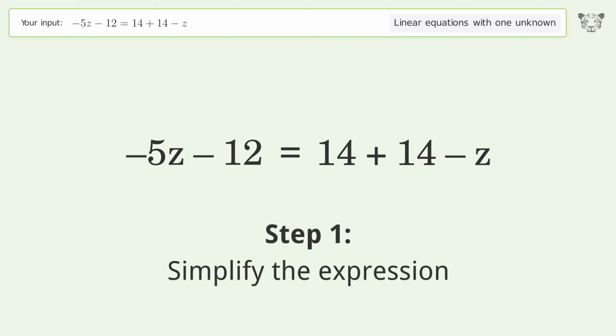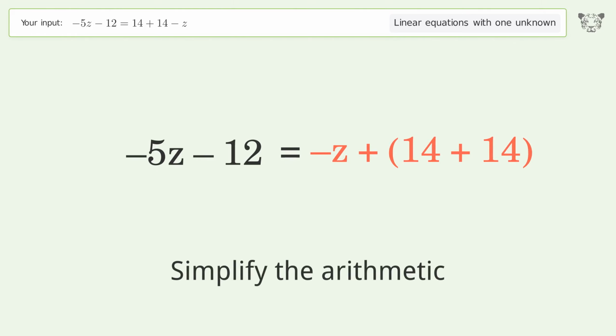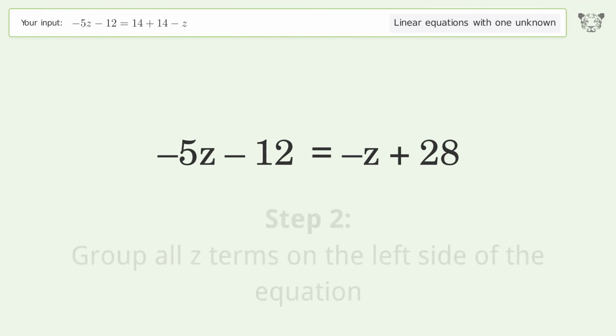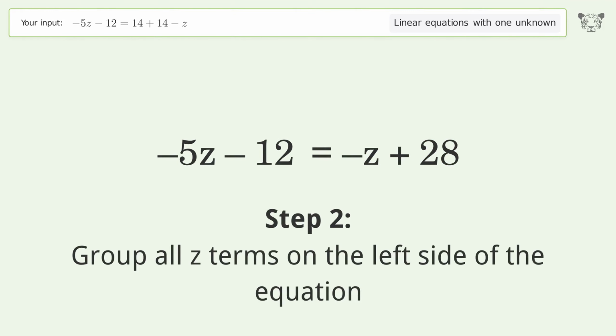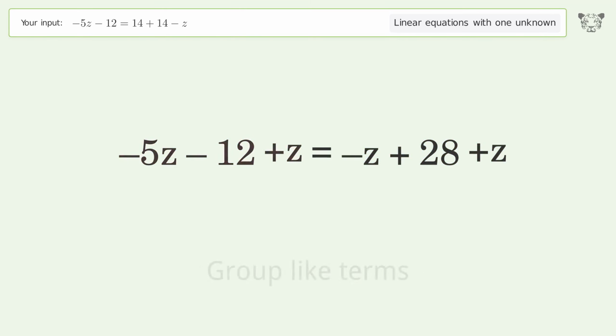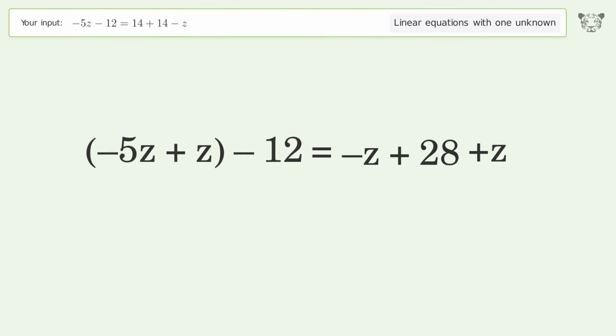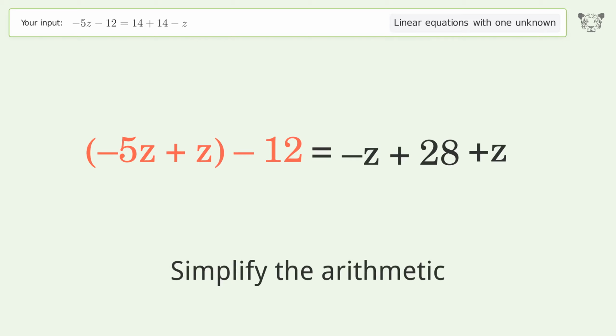Simplify the expression. Group like terms. Simplify the arithmetic. Group all z terms on the left side of the equation. Add z to both sides. Group like terms. Simplify the arithmetic.